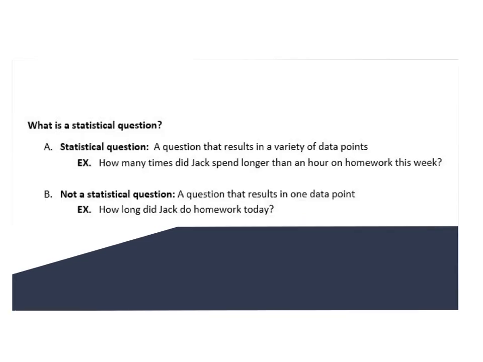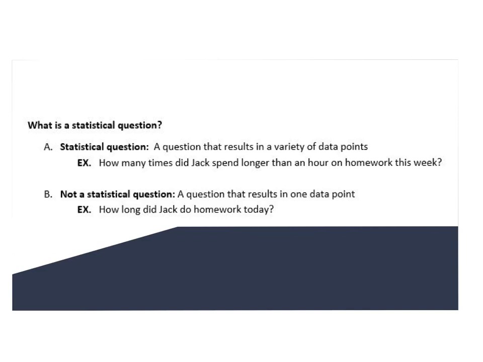All right, so let's talk about what a statistical question is. A statistical question is a question that results in a variety of data points. The example that they gave is, how many times did Jack spend longer than an hour on his homework this week? If we ask that question, we would get a variety of answers, right? He could have spent longer on Tuesday, Wednesday, Thursday, Friday. He could have multiple different answers from that question. So that would be considered a statistical question because it results in a variety of answers or a variety of data points.